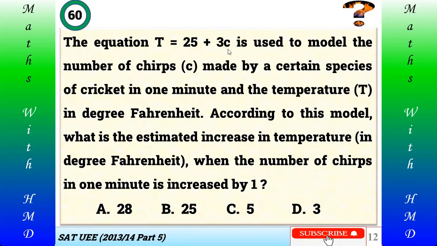The equation T equals 25 plus 3C is used to model the number of trips, which is represented by C, made by a certain species of cricket in 1 minute, and the temperature T in degrees Fahrenheit. According to this model, what is the estimated increase in temperature in degrees Fahrenheit when the number of trips in 1 minute is increased by 1? A 28, B 25, C 5, D 3.